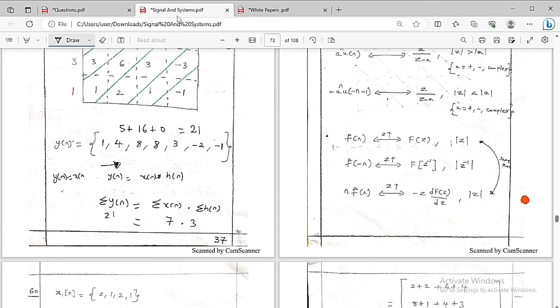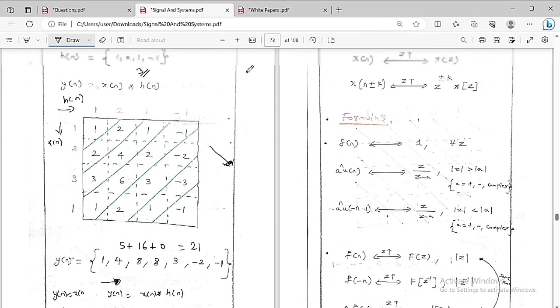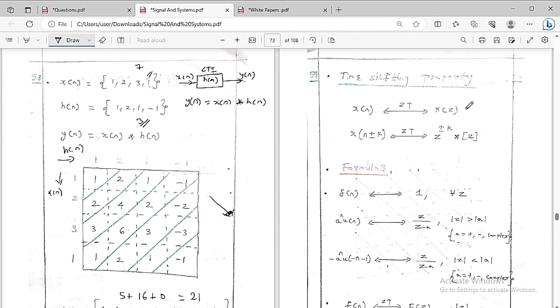So let's solve this numerical. Basically this is a time shifting property, as I already told you. If x of n has z transform X of z, then x of n plus or minus k has z transform z to the power of plus or minus k into X of z. Here plus means plus, minus means minus. That's it. So this is a time shifting property.